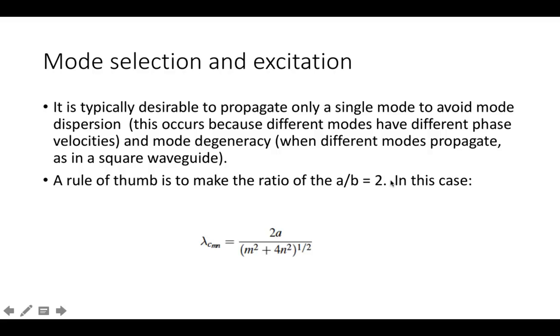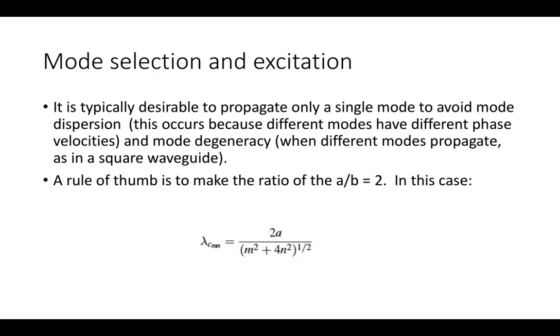The other practical consideration is mode selection and excitation. Typically, you do want to only propagate a single mode. This avoids mode dispersion. You might remember mode dispersion occurs because different modes will have different phase velocities, as well as mode degeneracy, which is when you have more than one mode propagating with the same cutoff wavelength. If it's a square waveguide, you might recall that your TE01 and your TE10 modes will be the same.